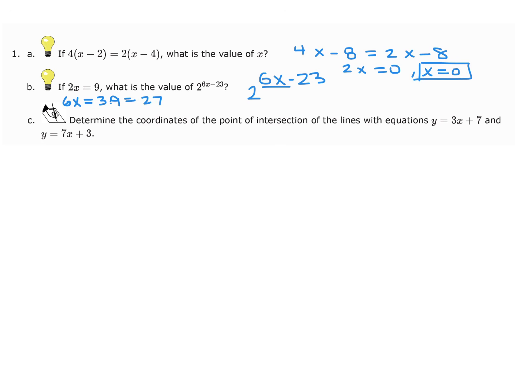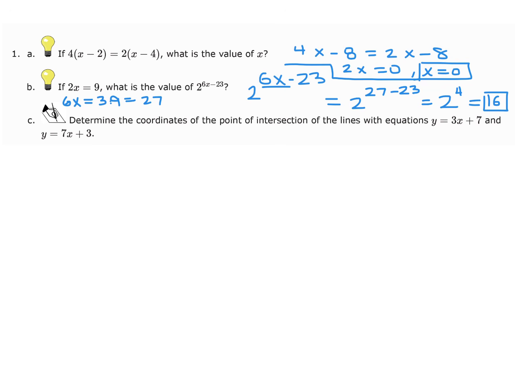3 times 9. So therefore, this 6x becomes 27, and then minus 23. And therefore, you got 2 to the power of 4. And 2 to the power of 4 is 16.